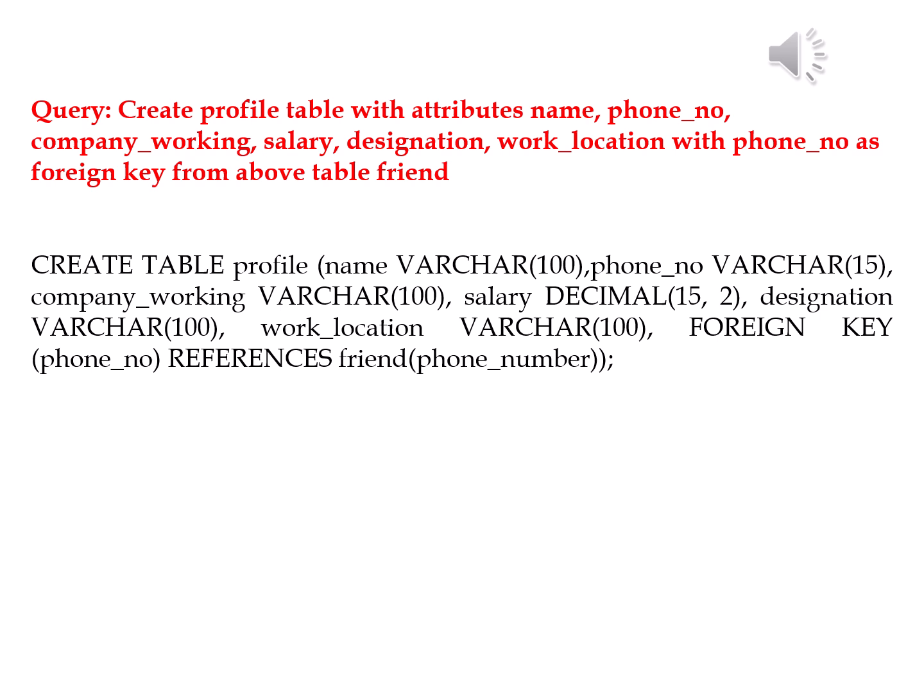Now we are creating another table, profile, with attributes name, phone number, company working, salary, designation and work location, with the foreign key referencing the phone number of the friend table. So the phone number column in the profile table will be linked with the phone number column of the friends table. So we are creating phone number as a foreign key.